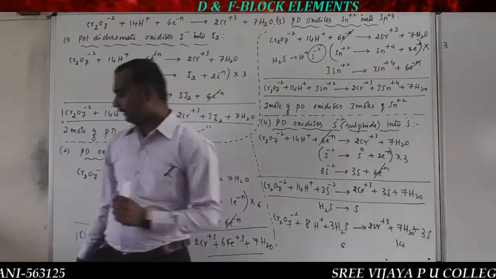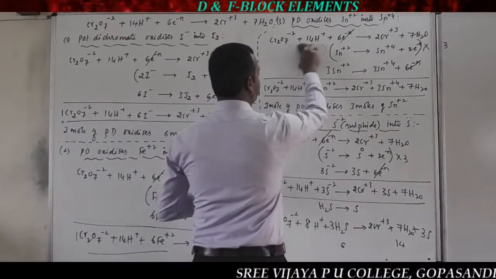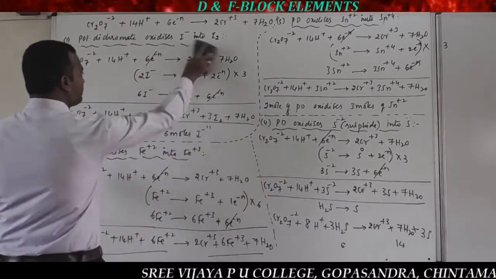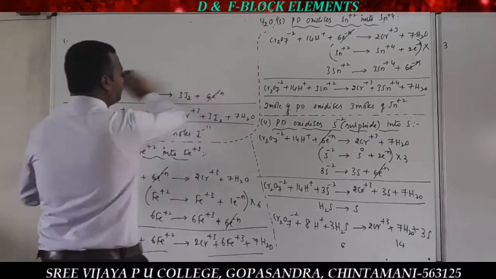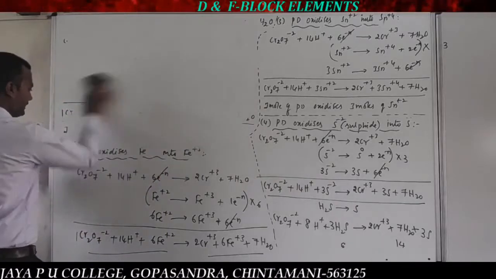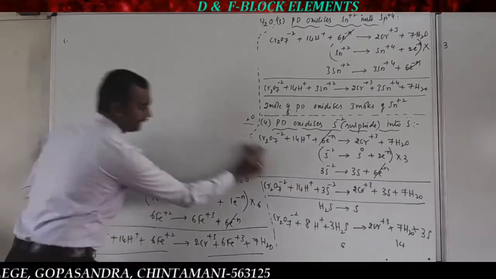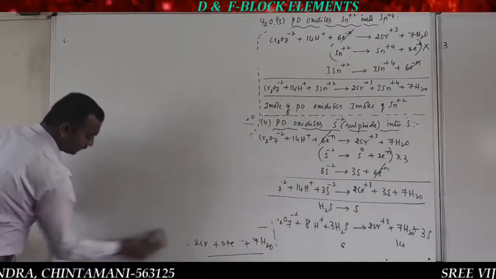So the next one is another important compound of transition elements, that is potassium permanganate. But before that, I want to explain one more important reaction. That reaction can be carried out in the laboratory during salt analysis: the confirmatory test for chloride, which is called the chromyl chloride test.